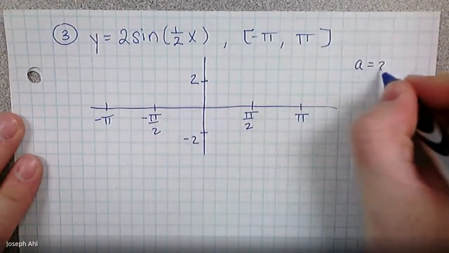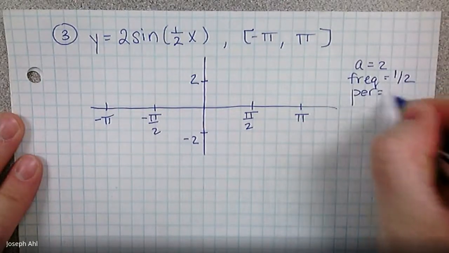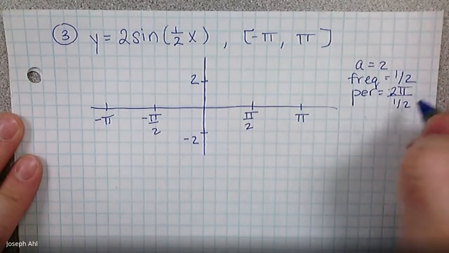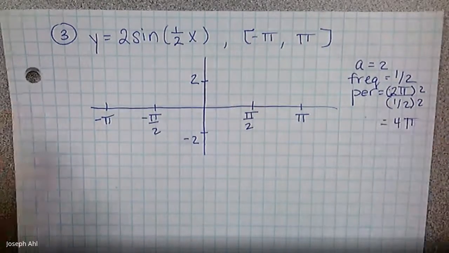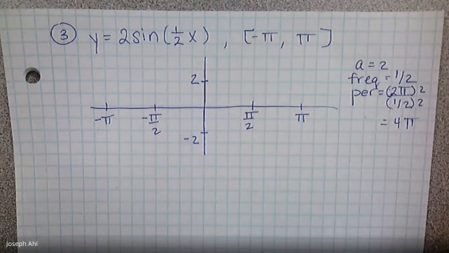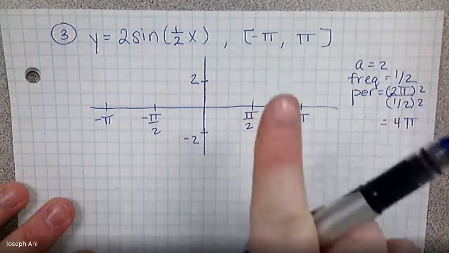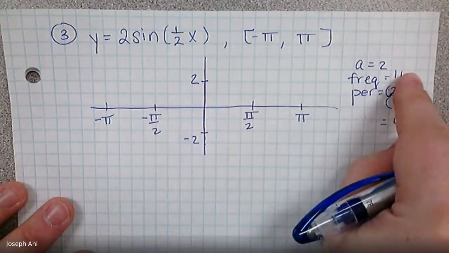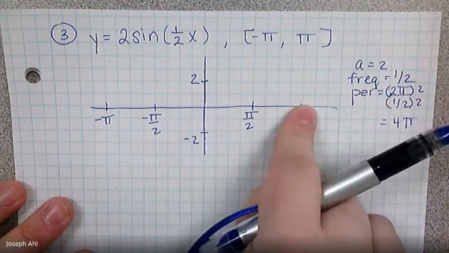Okay, amplitude is 2. Frequency this time is 1/2, which means that the period is 2 pi divided by 1/2. That looks weird. Dividing by 1/2 is like multiplying by 2. The period is 4 pi. Oh boy. So if it would take a total of 4 pi to see one cycle of the graph, we know the frequency of 1/2 means we would only see half the sine curve by the time I get to 2 pi. But I'm not even going to 2 pi. I'm only going to pi.